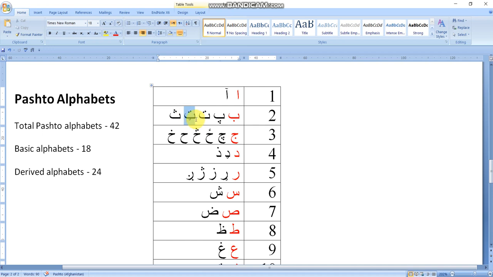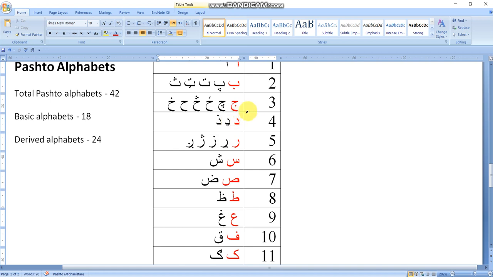Similarly, when a hook is also attached to the T, it is called Tha or T, and when 3 dots are put on the upper side, it is called the C. So let's repeat it again: B, P, T, T, and C. Now look at the alphabet number 3, which is Jim.